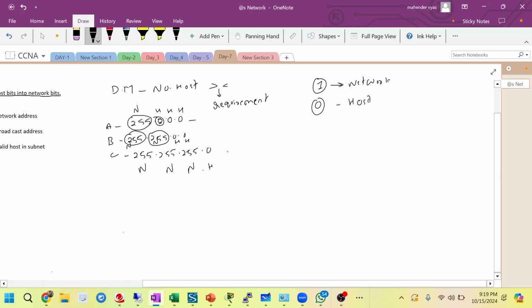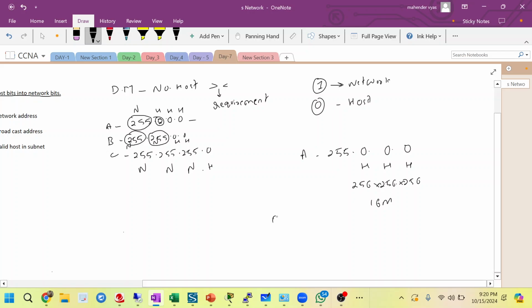So when we calculate, if we have all zeros, how many addresses are there? Let's say class A, it is 255.0.0.0. We have three host octets. So in each host octet, we have 256, 256, 256. If you multiply this, you get something like 16 million addresses, right?